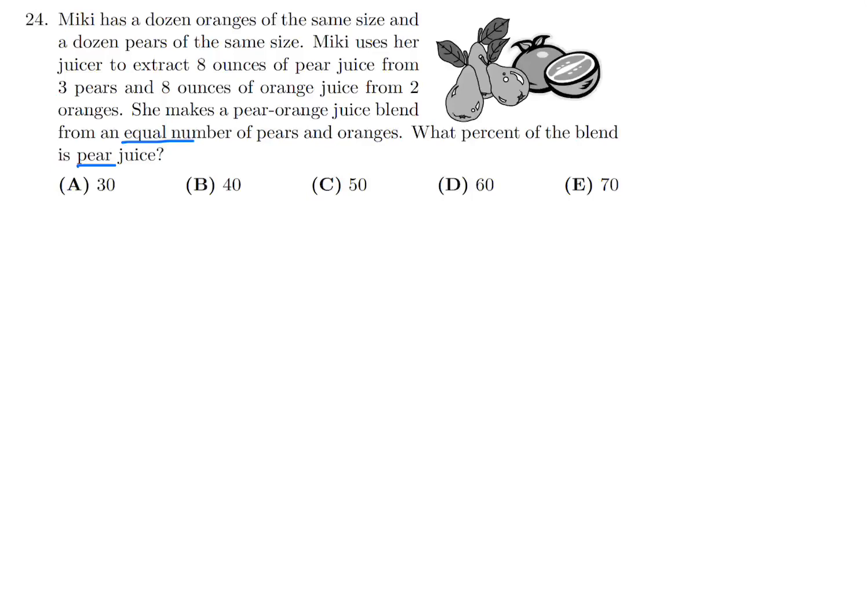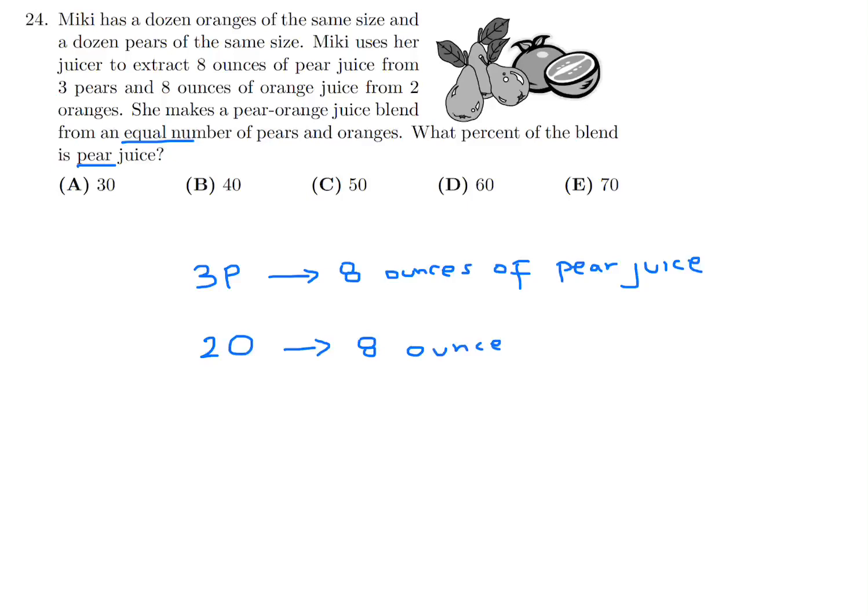So from the juicer, if she has 3 pears, she gets 8 ounces of pear juice. That's according to the question. And then if she has 2 oranges, 2O, you get 8 ounces of orange juice, of OJ. Okay, and this O is bothering me. I put a little R there. Otherwise it makes me think it's a 0.